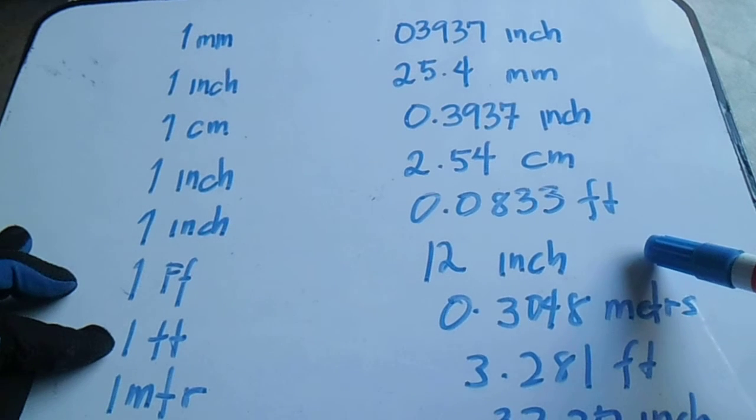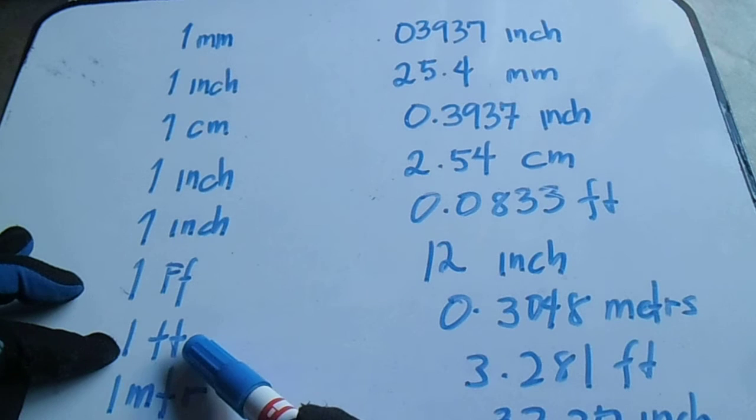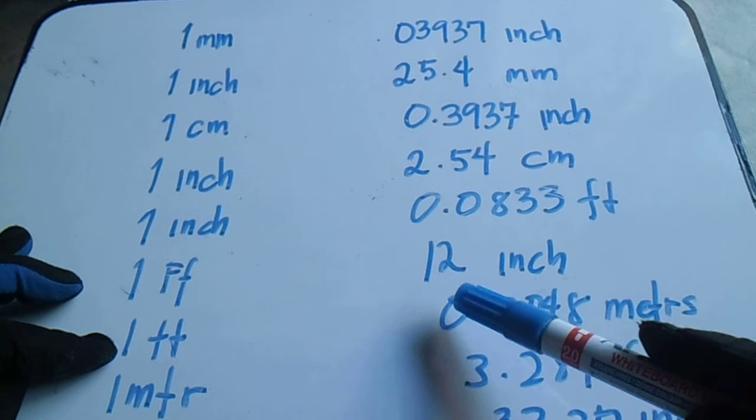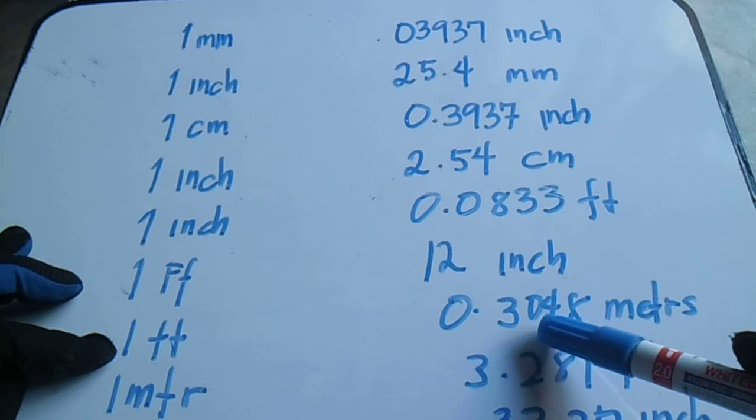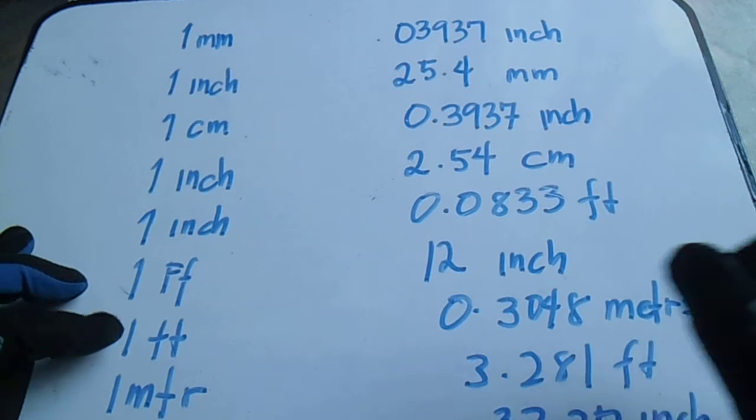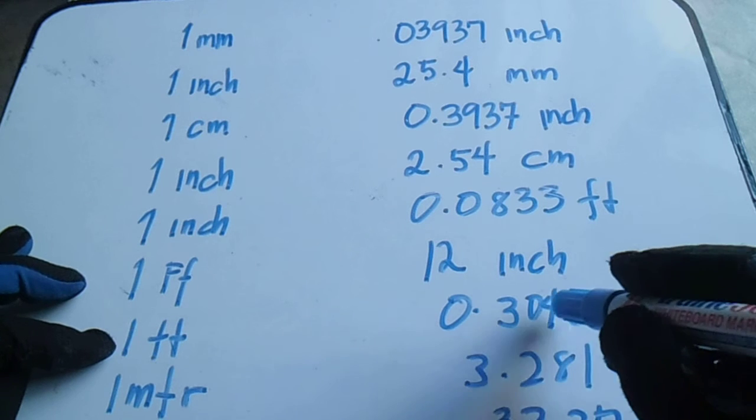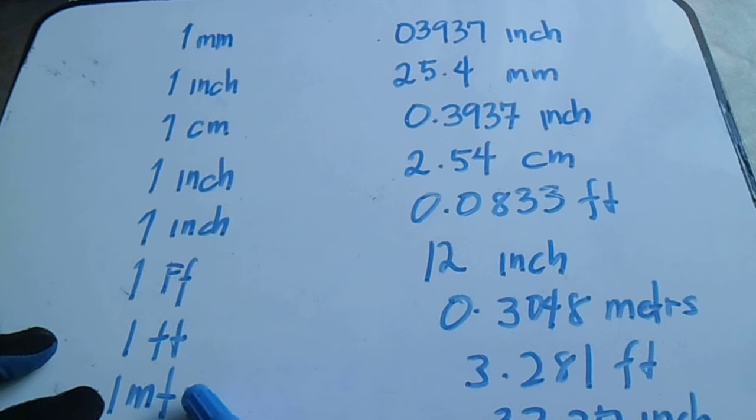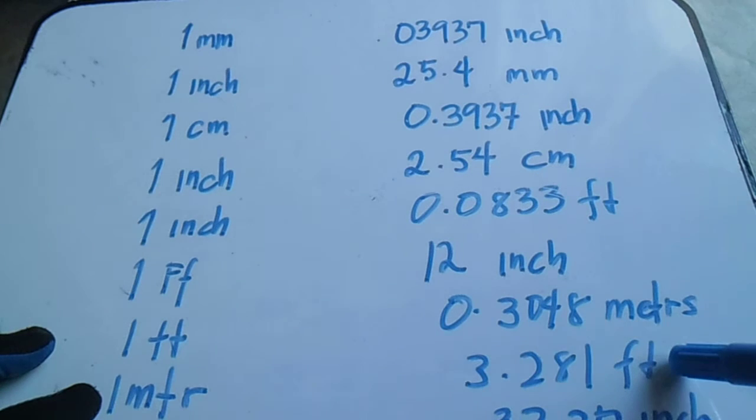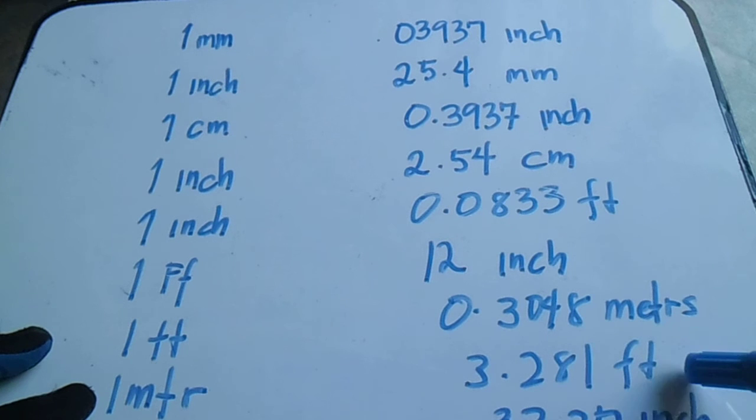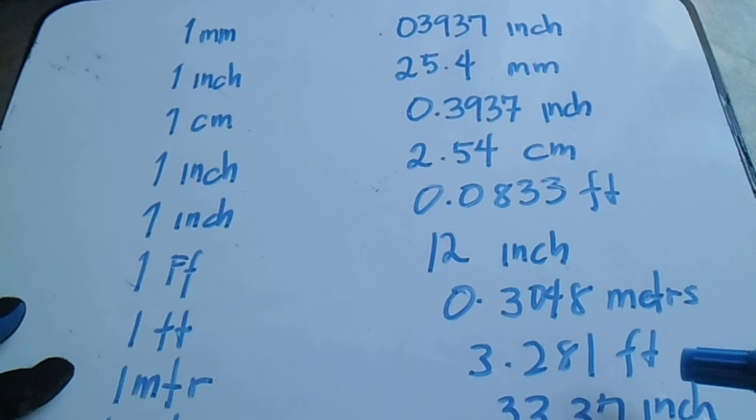1 feet, if you want to convert it to meters, just multiply by 0.3048 meters. For 20 feet, multiply by 0.3048 to convert it to meters. Next is 1 meter. If we have 1 meter, we have 3.281 feet. So if we have 2 meters, multiply by 3.281 feet equals feet.